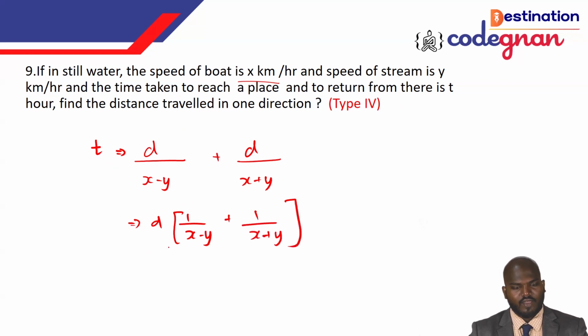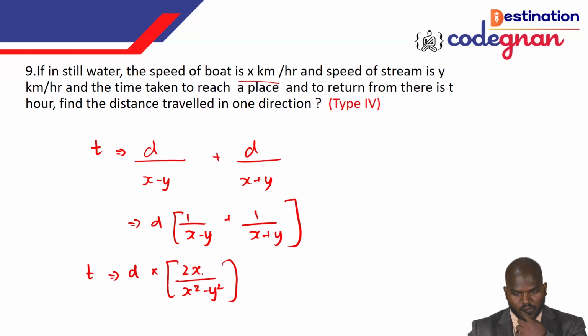Once you take it up, if you manipulate this one, it will give you the answer like t is equal to d times 2x over x square minus y square. We can call it here in this place. Once you declare this one, you can change the value. They are asking for the distance here.